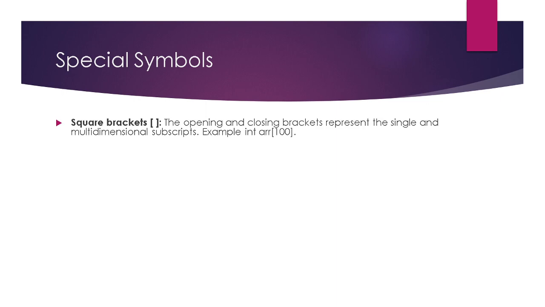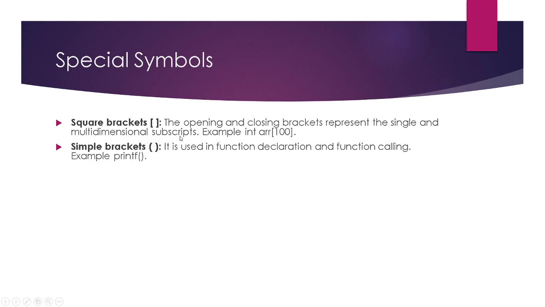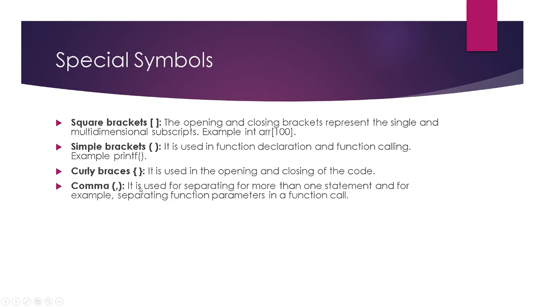The next token we are going to deal with is special symbols. In C language, we have some special symbols which have a specific functionality. Example, we have square brackets. These are used when dealing with arrays. Okay. Next, we have simple brackets. These are used when writing functions and also while calling the functions. Example, printf is a function. While calling, we use simple brackets. Okay. Curly braces. Any piece of code that we are writing in C language has to be enclosed within curly braces. Comma. Comma is normally used to separate more than one statement.